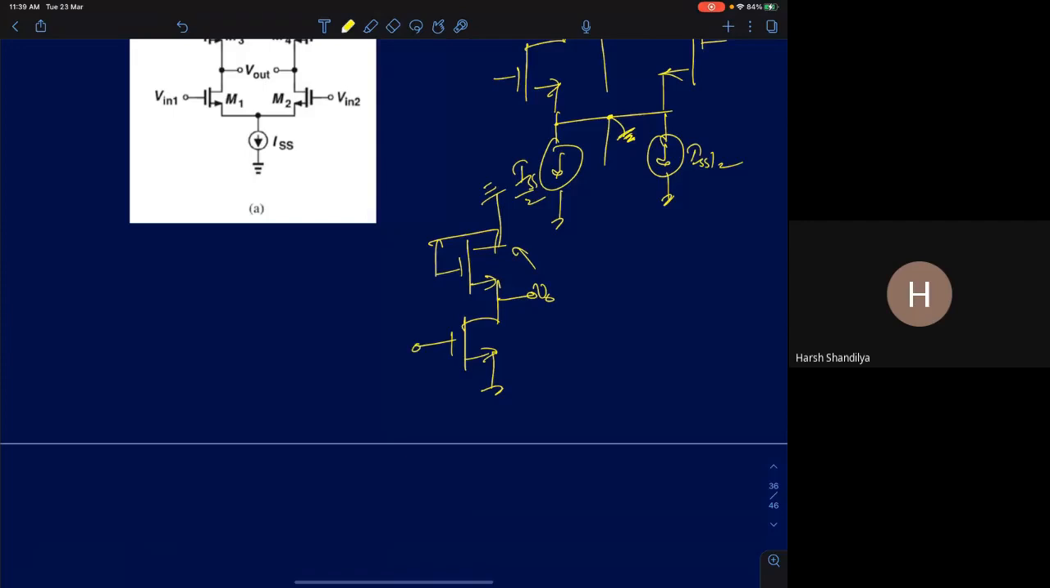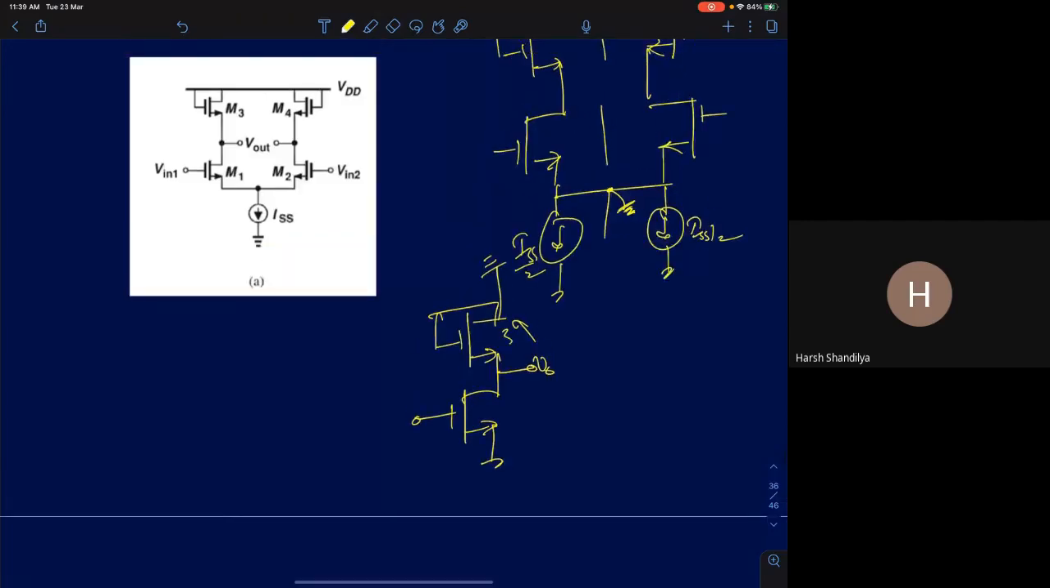So what will be the gain of this circuit? The upper transistor is 3 and 1. Let's assume this is GM3, and let's ignore R03 for the time being. This is GM1. The gain will simply be GM1 by GM3. The looking up impedance is 1 by GM3, and the gain is GM1 by GM3.